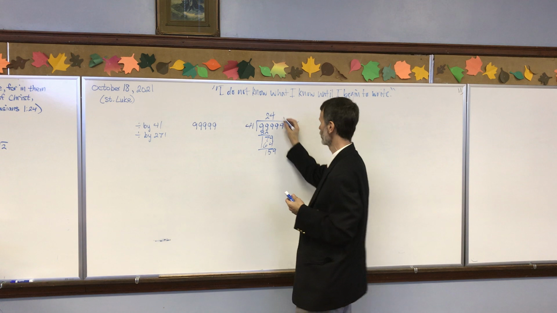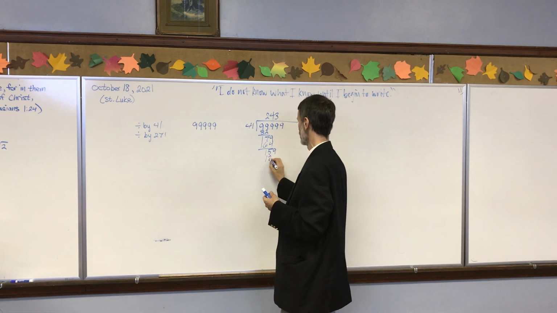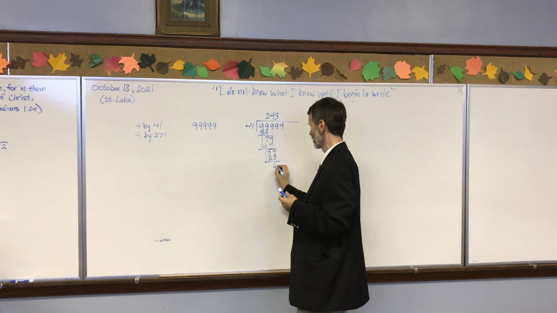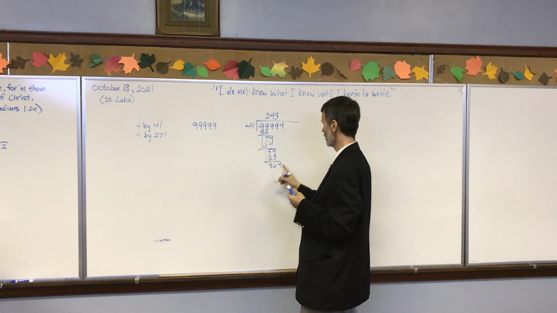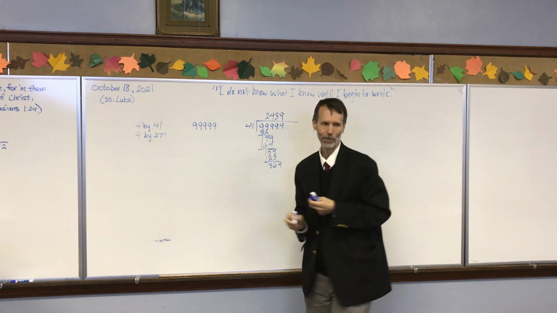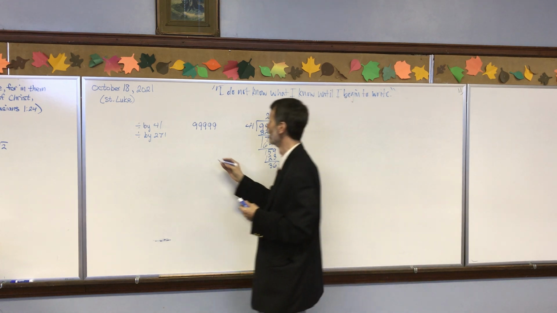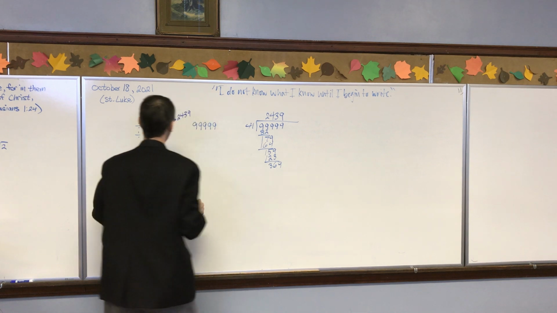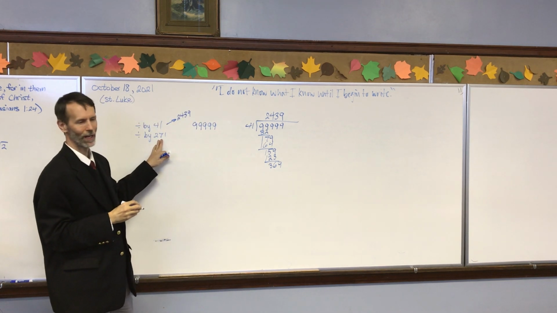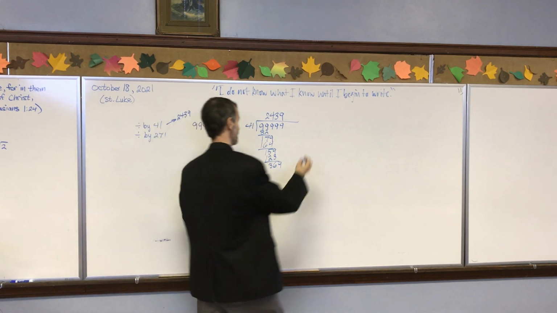4 goes into 159 3 times. That's 12, 3. That's 6, and this is 36. 369. 4 times 9 is 36. Yep. 2439. No remainder. Is it divisible by 271? Find out.